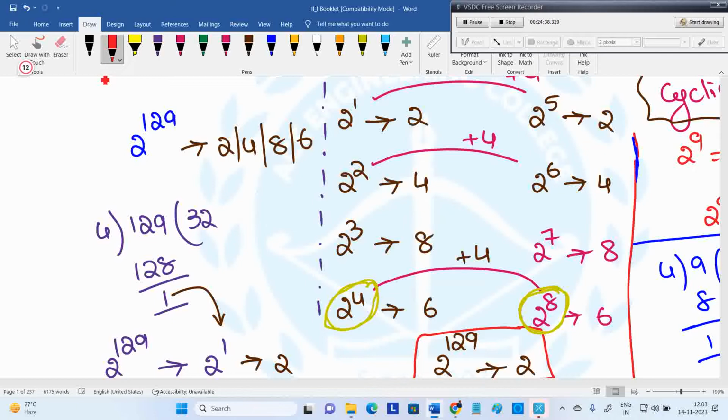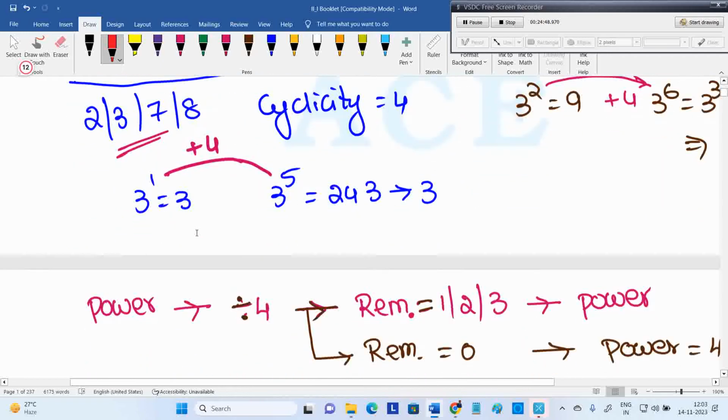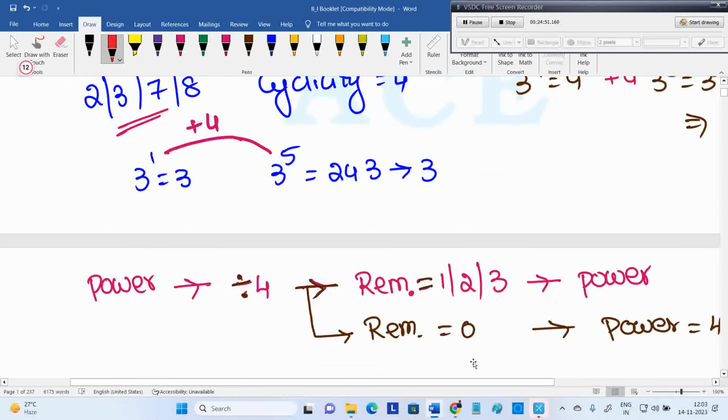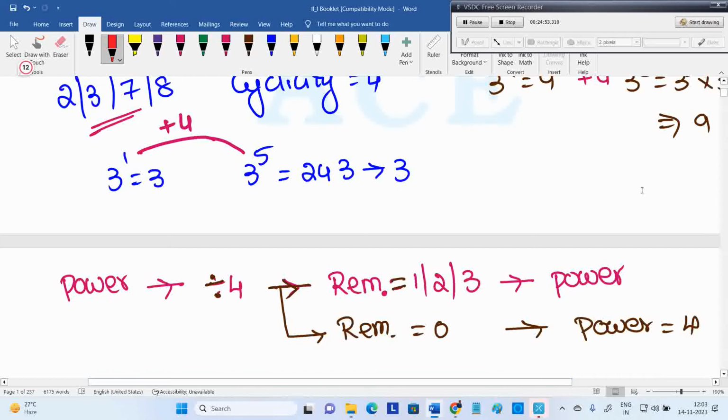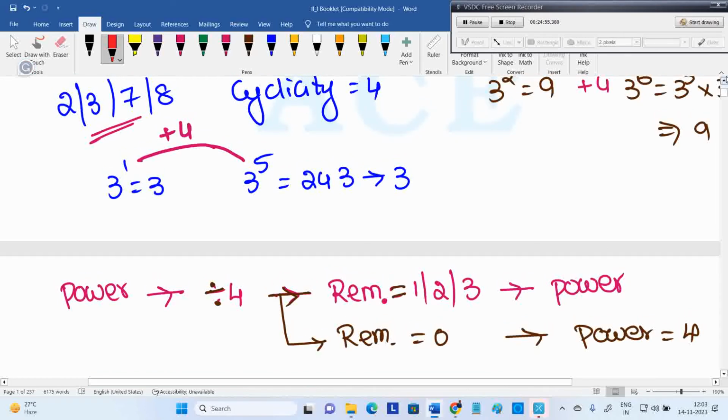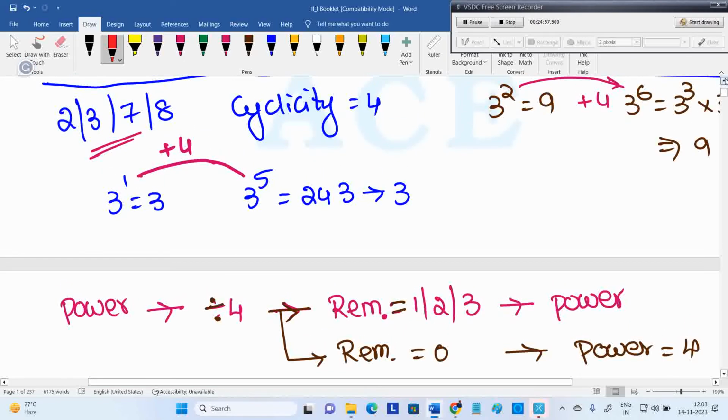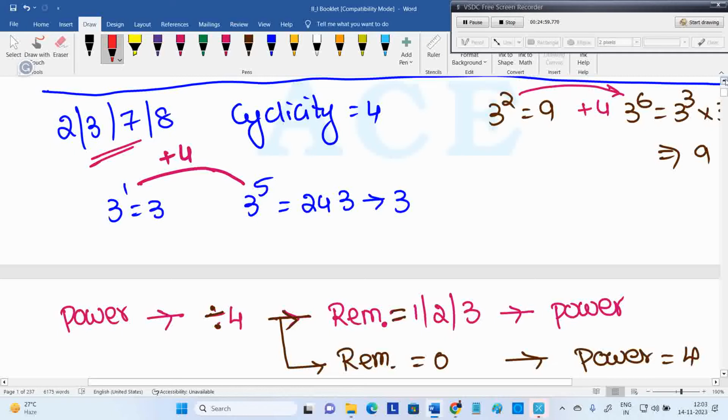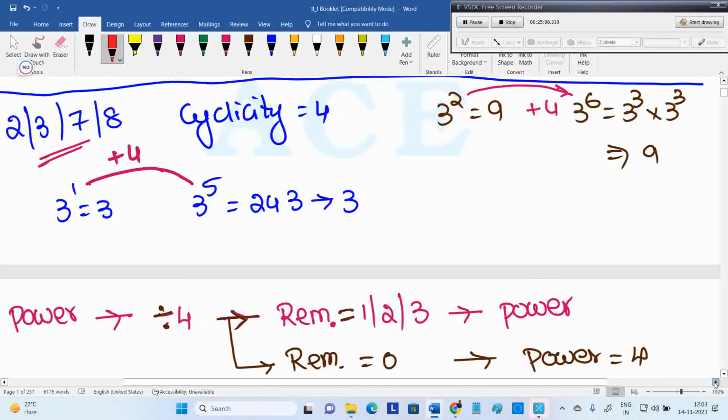So 2 power 8, write it as 2 power 4. 2 power 4 means 16, units place is 6. Not only for this, going forward, for numbers ending with 2, 3, 7, 8, follow the same thing. Divide the power by 4. If the remainder is 1 or 2 or 3, substitute that in the power. If the remainder is 0, substitute the power equal to 4. Let's copy this. Note down these points.